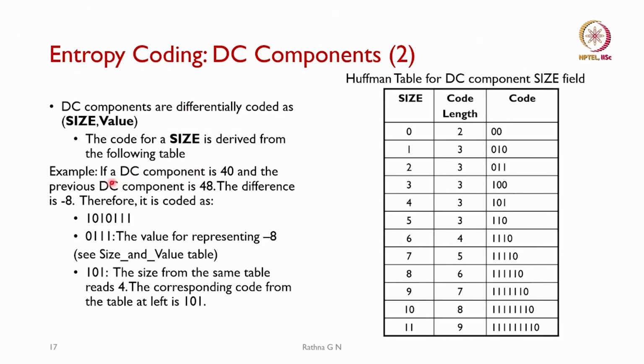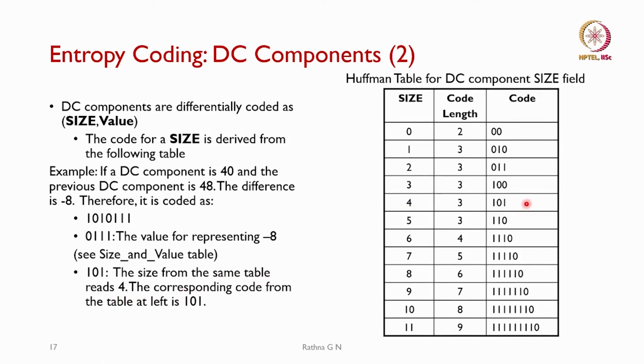As an example, if a DC component is 40 and the previous DC component is 48, then because we are doing differential pulse code modulation, the difference is -8. Therefore, it is coded as this value, that is 0 1 1, the value representing -8. These are the values we represent, and this is the code length. 101 is the size from the same table, and it reads as 4.